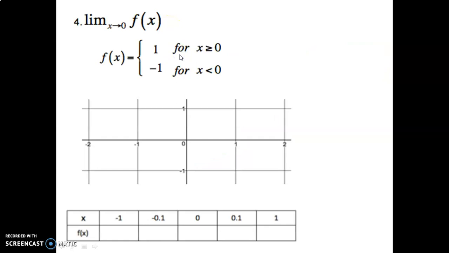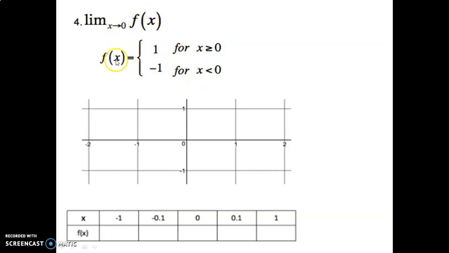So let's look at this one. This is a little bit different. This has what is called a piecewise function. That means the function takes on one equation for a certain domain and another equation for another domain. In this case, we're looking for the limit as x approaches 0 of this function. So first of all, how do we graph a piecewise function?